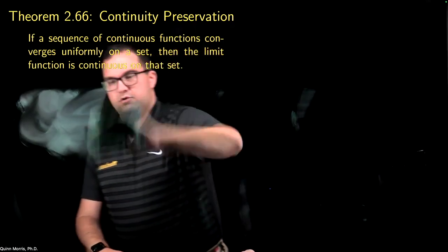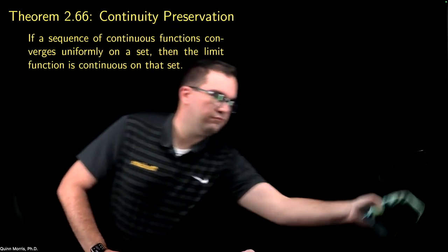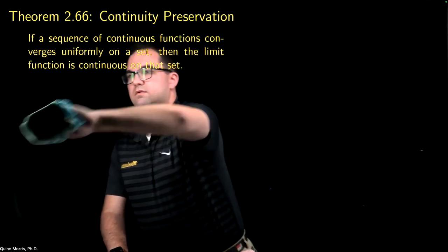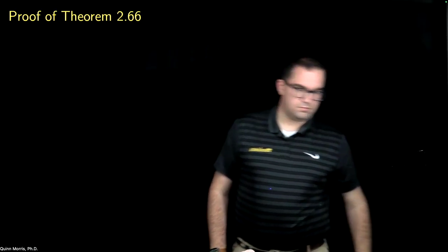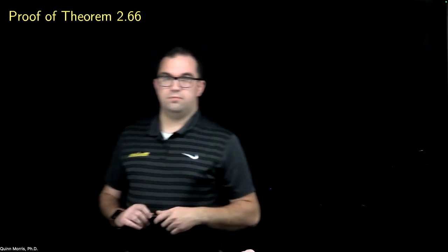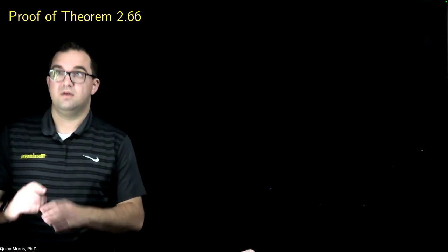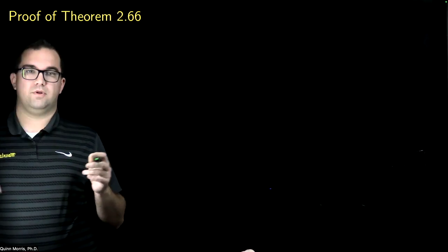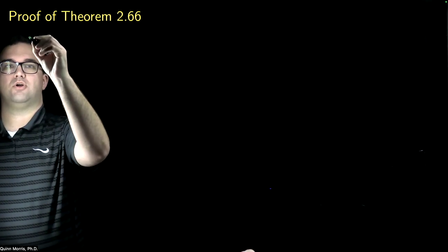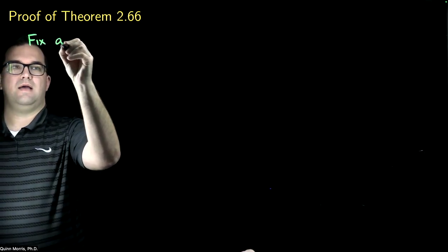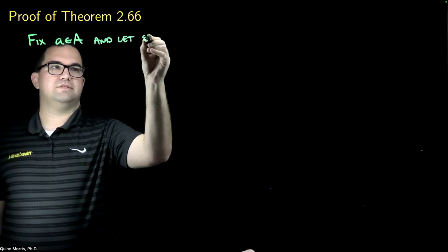All right, so let's give ourselves plenty of room. Let's start our proof. What are we going to want to do? We want to prove that this function is continuous at any arbitrary a. So we're going to start by fixing a in our set A and letting epsilon greater than 0 be given.